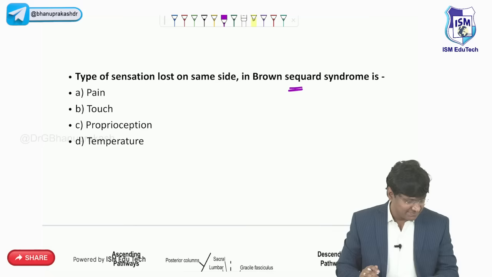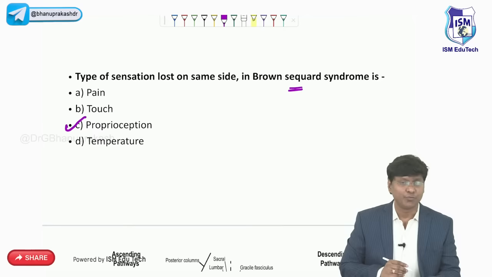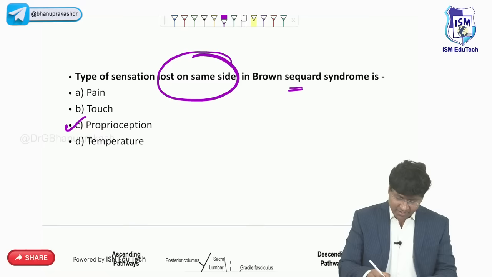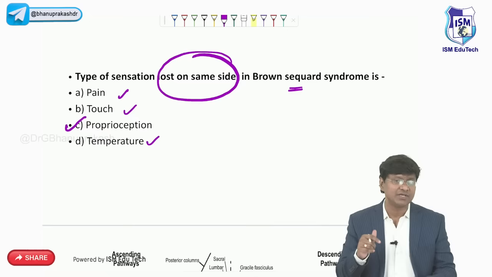Right. So that will be proprioception. Because proprioception is what? It is a posterior column sensation. And posterior column sensation, what did I tell you? They are being affected on the same side. Whereas the remaining three options A, B, D, they are your spinothalamic tract sensations. They'll not be lost ipsilateral, they'll be lost contralateral.